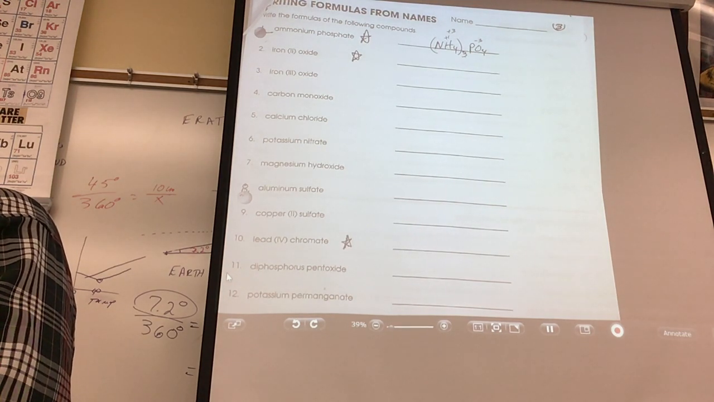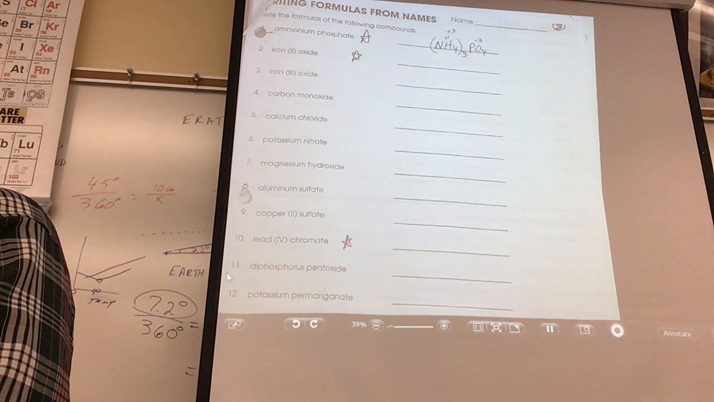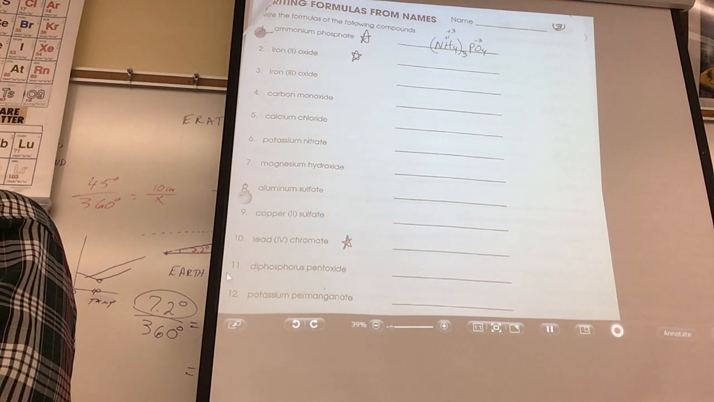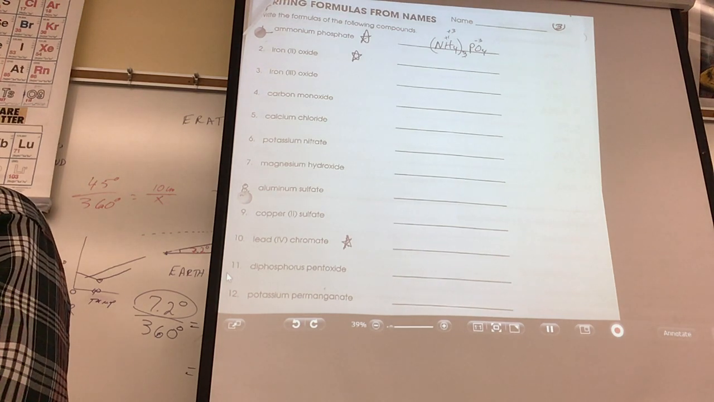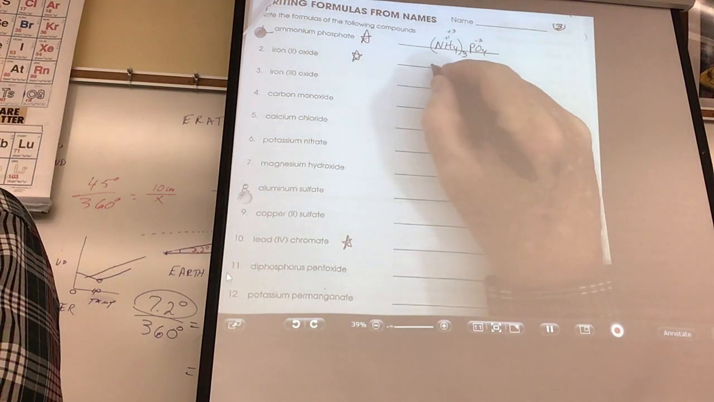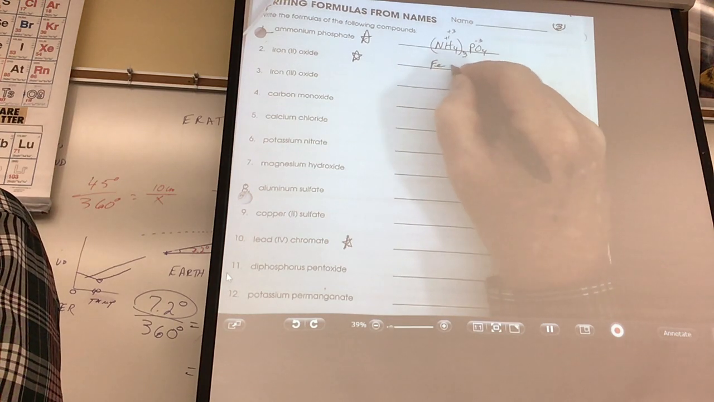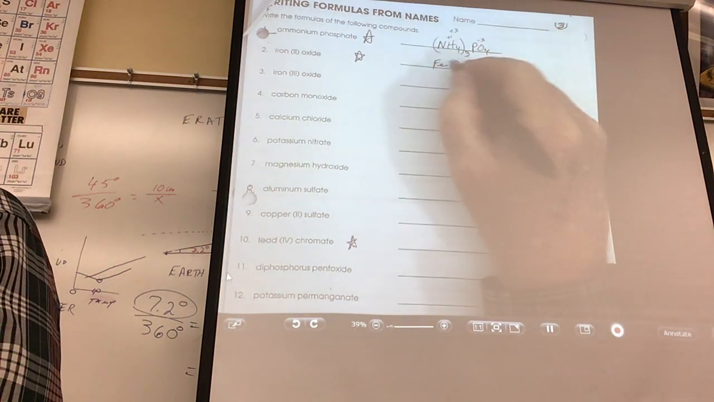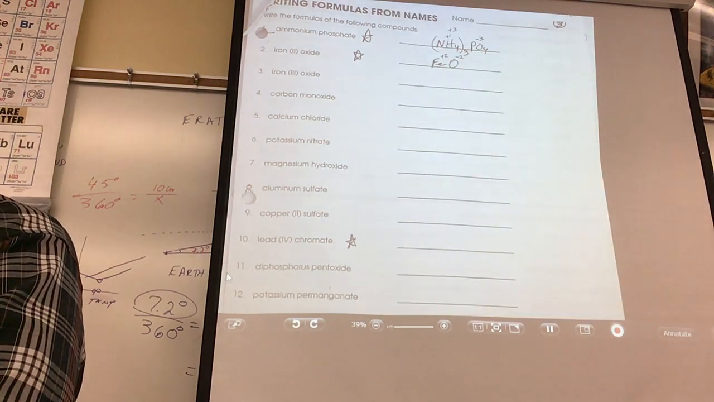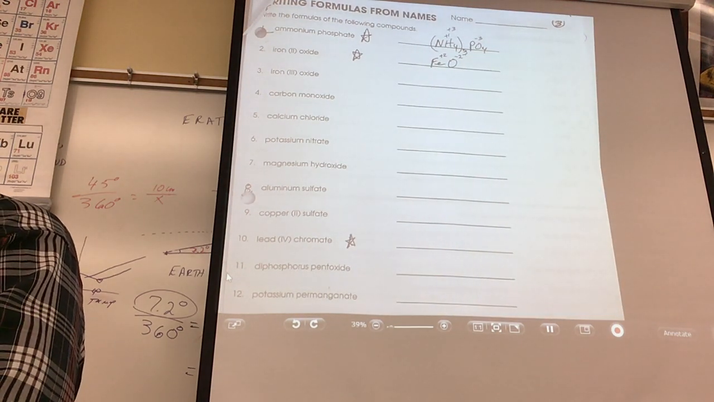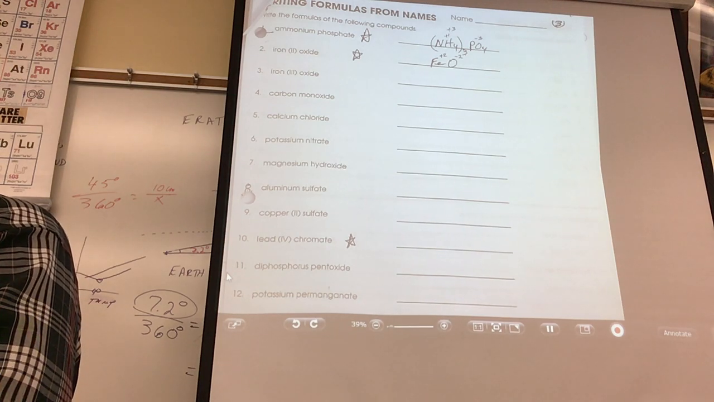Number 2. Somebody hasn't answered one yet today. Well, everybody's answered something. Kelly, you gonna do it? Is it FeO? Iron 2 means that iron is +2, and oxygen, it's not a peroxide, is -2. FeO, very good.